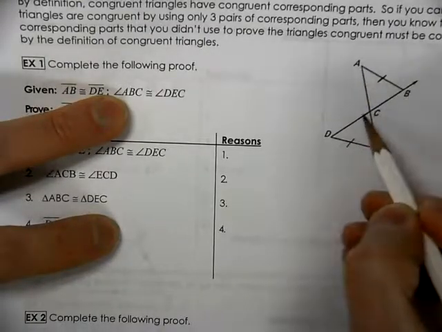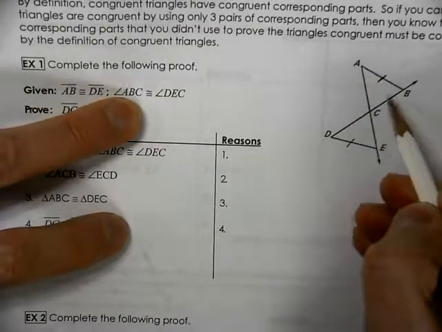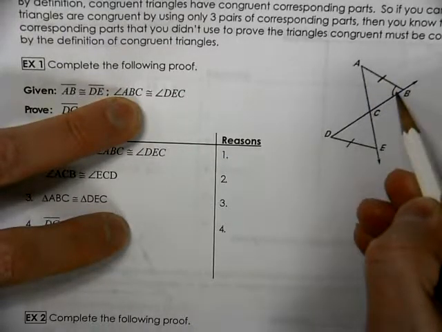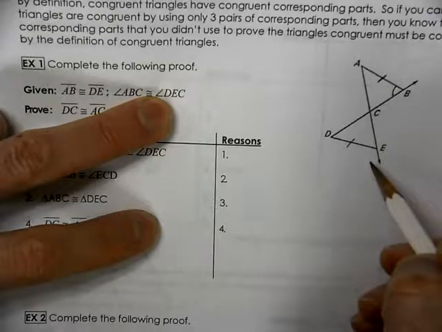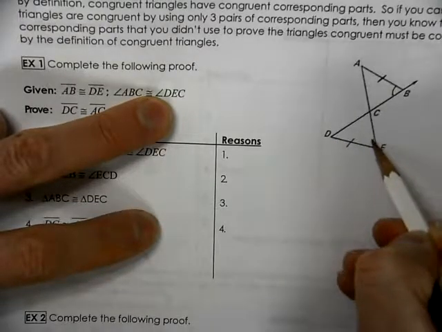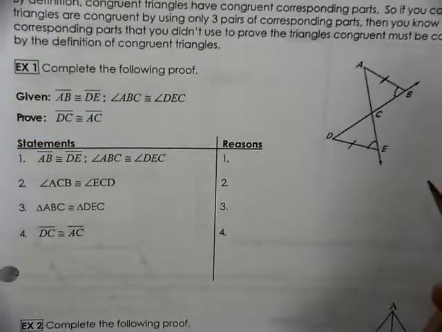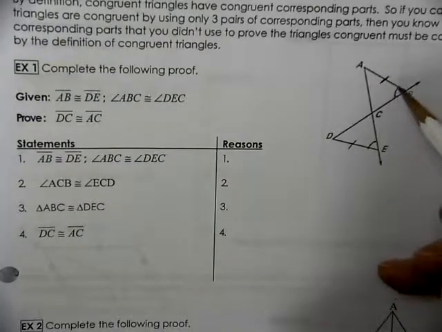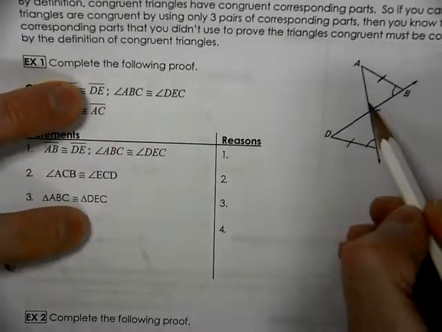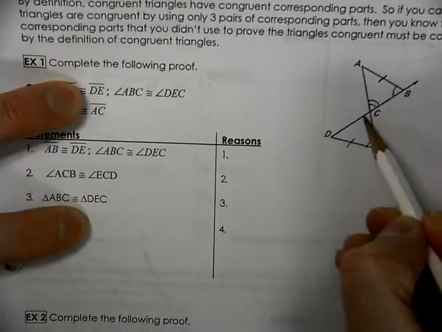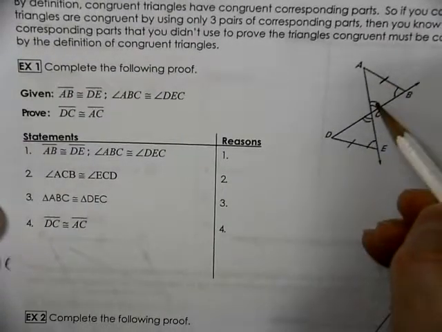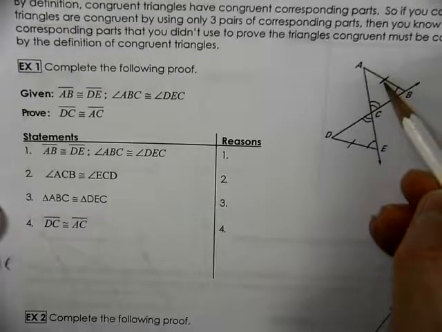Angle ABC, look at the middle letter, that's where the vertex is at. That's the angle we're referring to, ABC. And angle DEC, they're supposed to be congruent. Well, that gives me a side, that gives me an angle in one triangle. I need something else. I don't know about a midpoint, but I do have vertical angles. So now I can prove the triangles congruent using angle, angle, side.